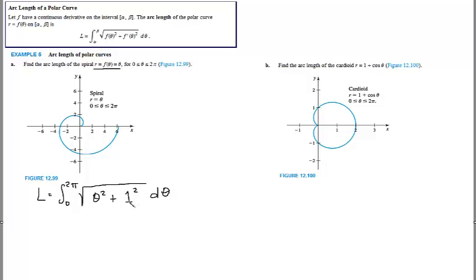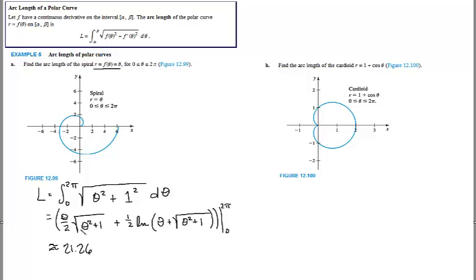I'm going to look up my table of integration, and it is quite messy. If you go look up in your table of integration, you'll get the following. A rather messy looking result right there, but you're just going to punch all of that into your calculator, and you're going to end up with something like 21.26.